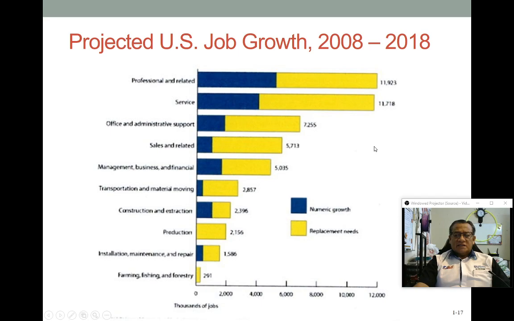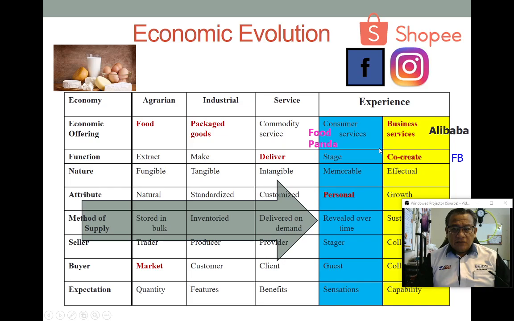Okay, let's take a look at the economic evolution, how the economy is evolving. For example, we have here a timeline of growth, which goes from agrarian to industrial and then to service. And later, the service will be moving towards an experience-based economy.